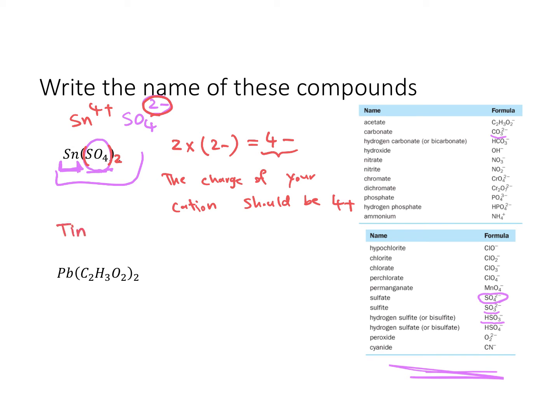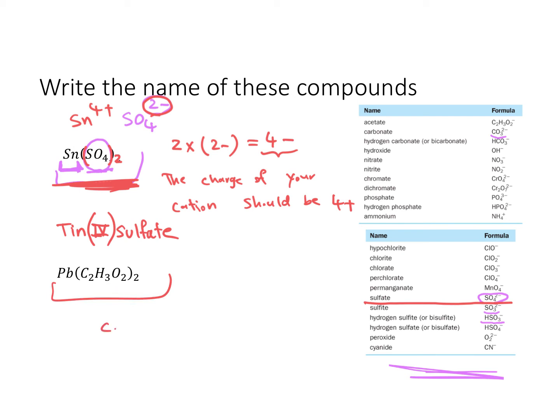Tin, okay? What else? I have this highlighted for you. Yeah, sulfate. But what is missing? Exactly, right? Because tin was one of the elements that has multiple types of charge. Any questions so far? Are we good with this example? Okay. What about the next one?